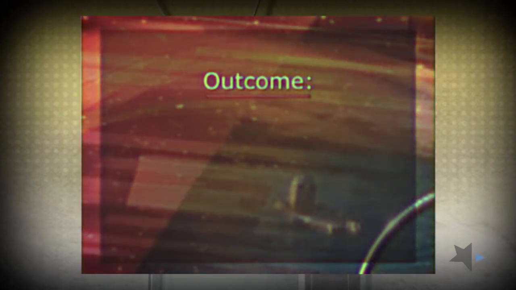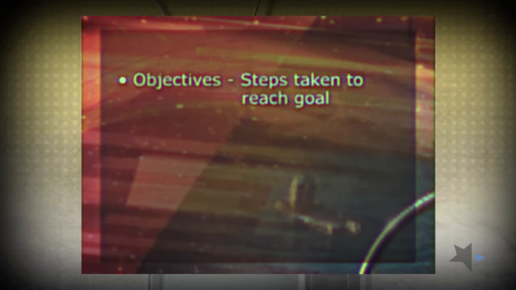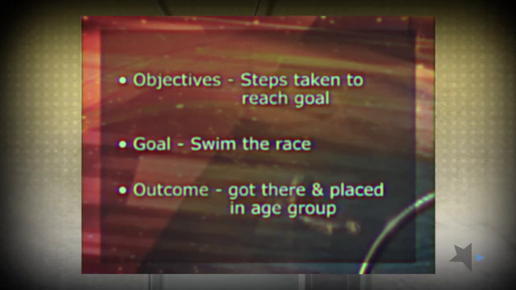Now my outcome is that I reached it in 24 minutes. So the outcome is what I actually accomplished, which is the result of implementing all of those objectives. So the objectives are my stair steps to get there. The goal was to swim the race. My outcome was that I got there. I got there and I was able to place in my age group and to walk away from it. And so now I have a new outcome for myself. And that is I'd like to win my age group someday.